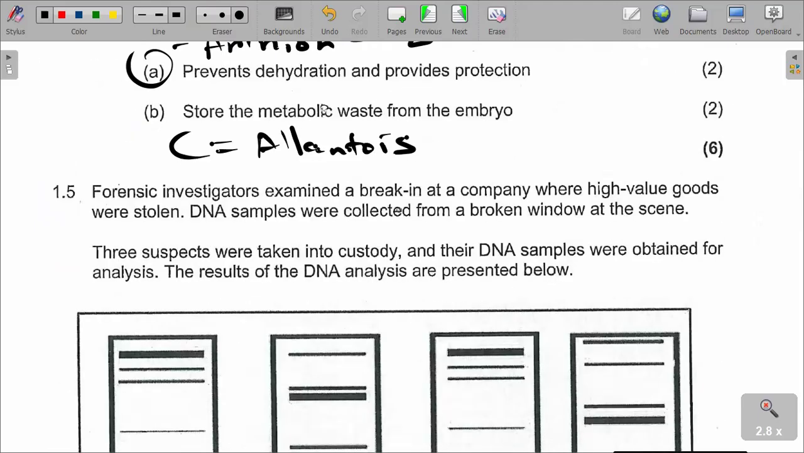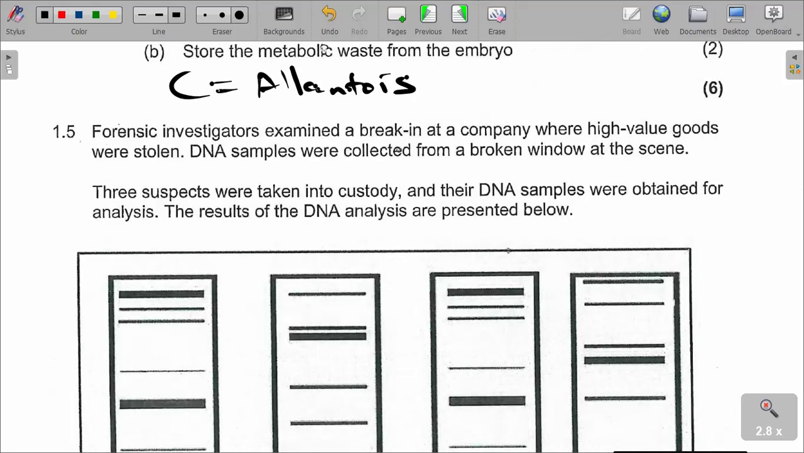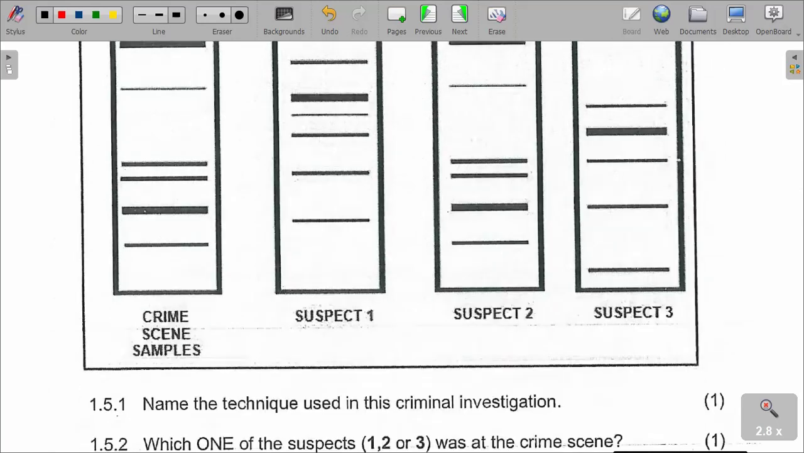And then forensic investigators examined a break-in at a company where high-value goods were stolen. DNA samples were collected from a broken window at the scene. 3 suspects were taken into custody. DNA samples were obtained for analysis. The results of the DNA analysis are presented below. So we have the DNA analysis, the crime scene samples. We have our suspect 1, 2, and 3.